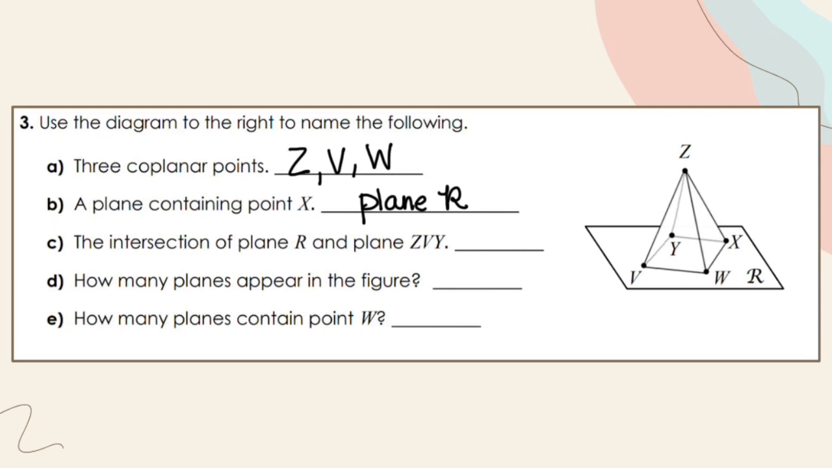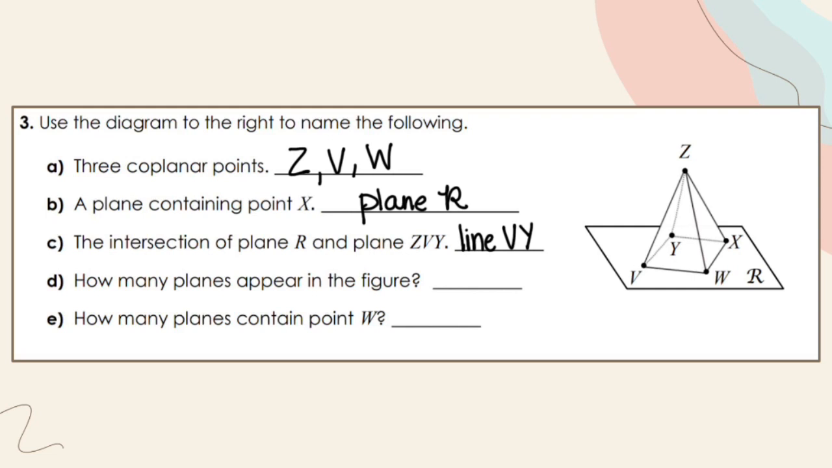The intersection of plane R and plane ZVY. Okay, so ZVY is this side panel of the pyramid. And we want to look at where it touches plane R. So plane R is the whole bottom of the pyramid and all this extra on the outside. And ZVY is here. So if you look, the line VY is on the triangle side and it's on the plane R. So that intersection is a line. It is line VY, sorry. I thought it said W.